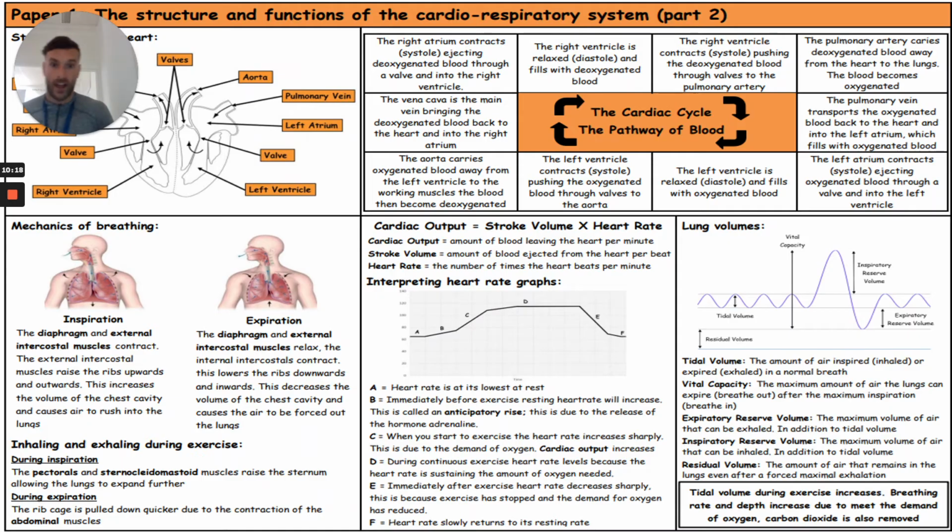You need to be aware of cardiac output, stroke volume and heart rate. Cardiac output is the amount of blood leaving the heart per minute. Stroke volume is how much blood is ejected from the heart per beat. And heart rate is the number of times the heart is beating per minute. To figure out how much blood is being pumped around your body, you need to know your heart rate and your stroke volume. When you multiply heart rate and stroke volume, it gives you your cardiac output.